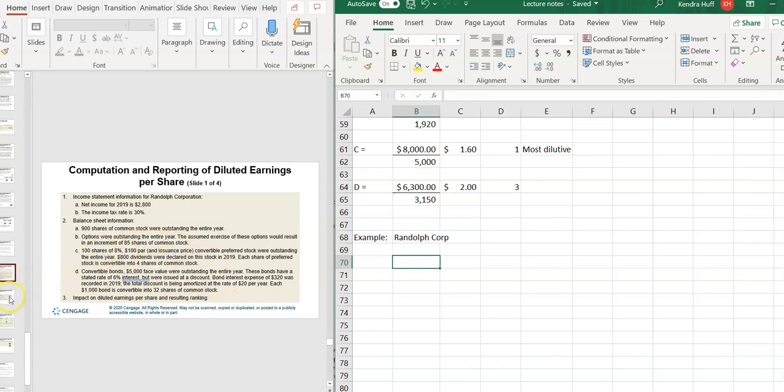Okay, so on this one right here, we've got 5 bonds, and there are 32 shares each, so you do 5 times 32 to figure the number of shares.